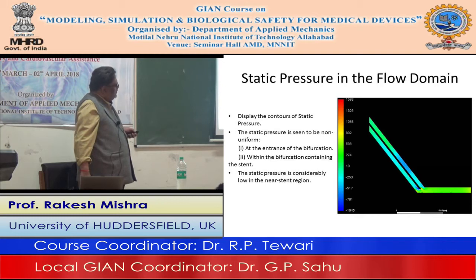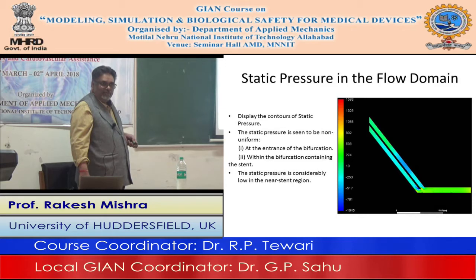Now at the entrance of the bifurcation, you can see here pressure is constant radially, okay, del P over del R is 0. But if you look at this bifurcation, pressure distribution is very non-uniform. So we are just doing the qualitative explanation. Quantitative explanation will come later. This is qualitative explanation, that pressure is non-uniform.